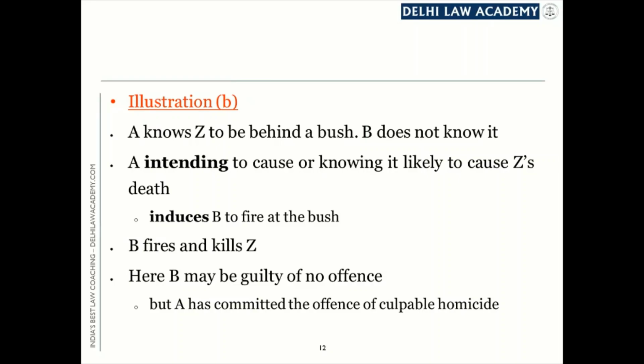The act which causes death is done by B, but he has no guilty knowledge or guilty intention. He has no mens rea. Therefore, in this case, B may not be guilty of any offense. He does the act, but he does not have the mens rea. What about A? He does not do the act which kills Z, but he instigates B to do that act. This illustration says that A has committed the offense of culpable homicide because he has the guilty intention, he has the guilty knowledge.